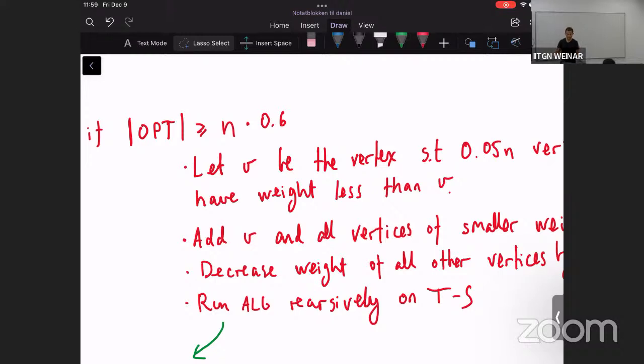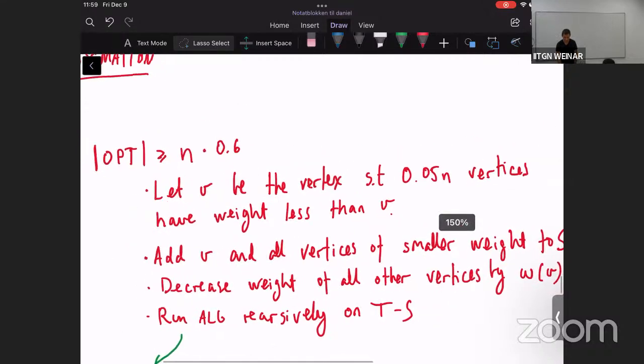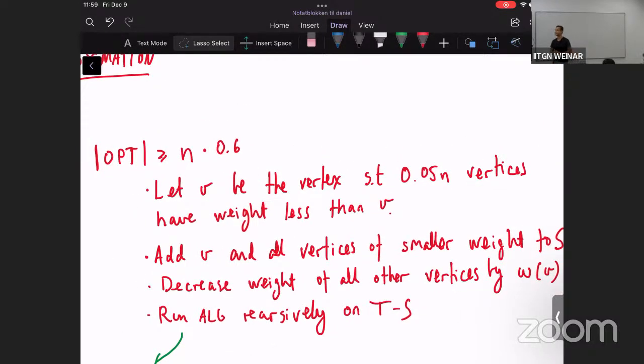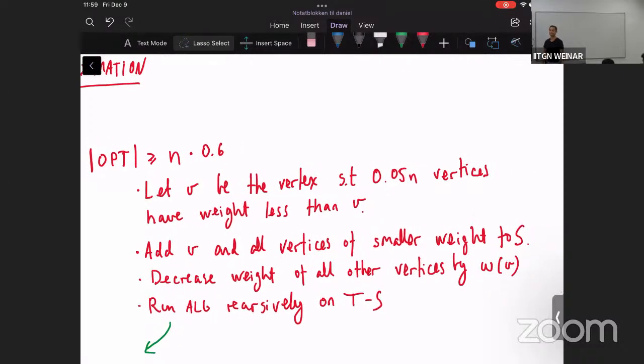Okay, so case 1, opt contains 60% of the vertices. Then let me do the following crazy looking thing. Let V be the vertex that is in the 5th percentile, the 5th percentile lightest vertex. Then what you do is take V and all vertices that are lighter than it, add them to the solution, delete them from the graph, and decrease the weight of the other vertices, the 95% that are higher than it. You decrease their weight by the weight of V.